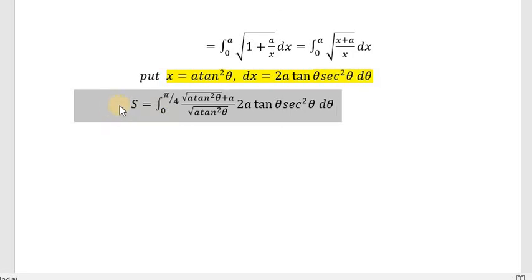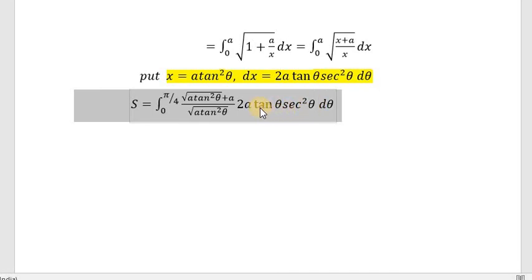That's why the limits are integral 0 to pi by 4, and substitute the value of x here. x is equal to a tan square theta. Just we are substituting inside the root, x is equal to a tan square theta plus a by root of a tan square theta, and dx value is 2a tan theta secant square theta d theta. That also we have substituted here.